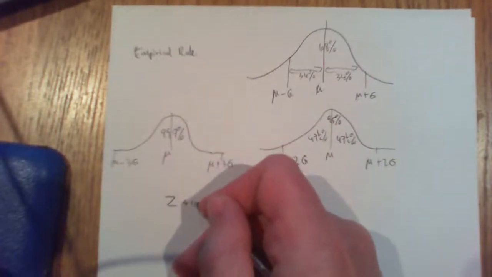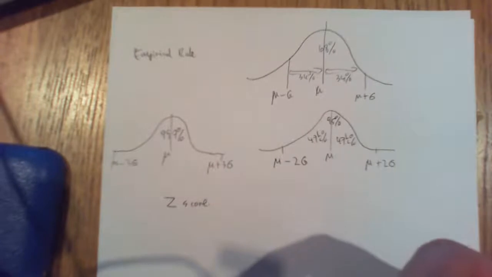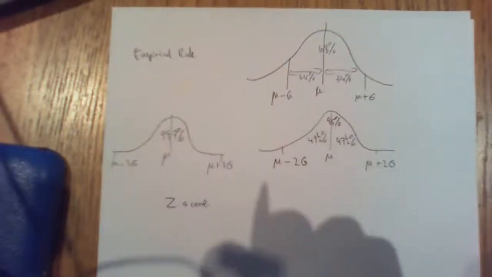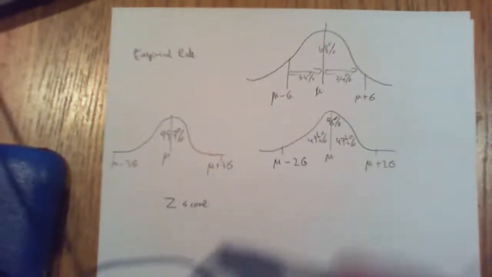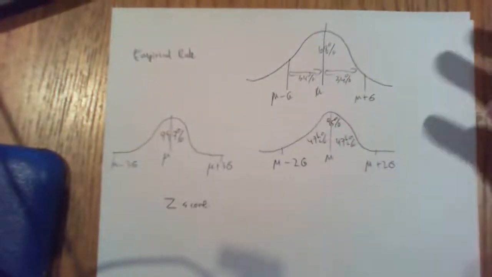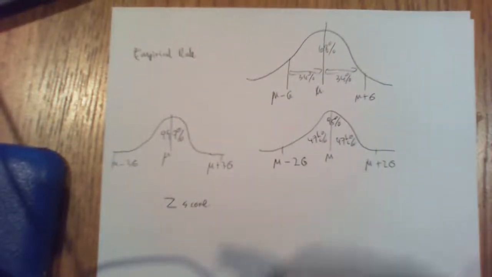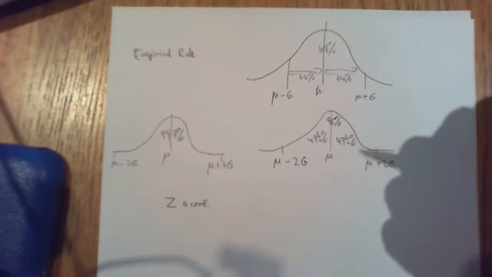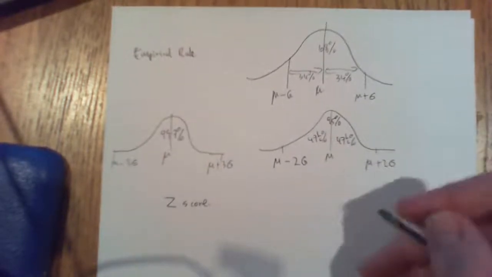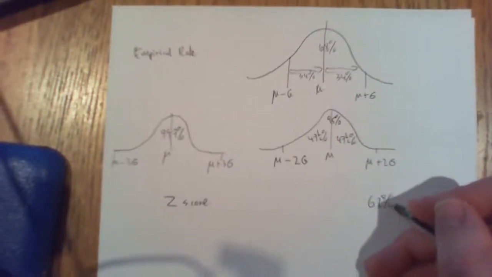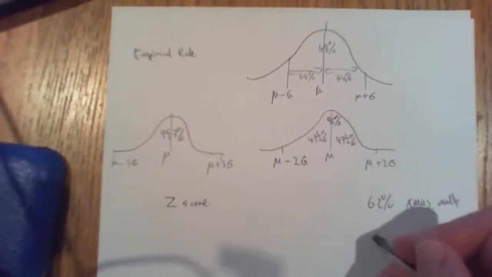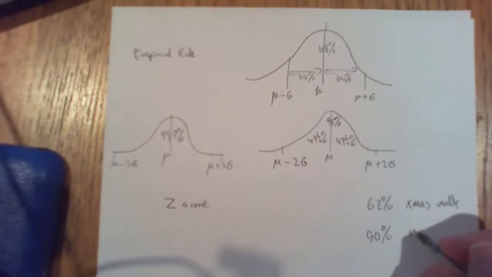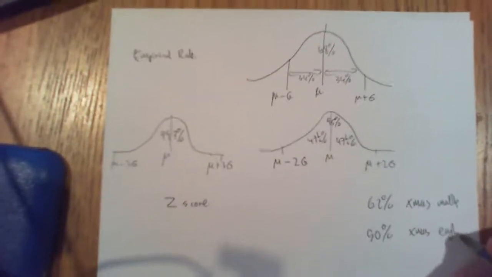A z-score. The idea of a z-score is it takes the data out of the situation it's in and allows you to compare that data point, or that information, with other similar data points. So, for example, the easiest one, and probably the one that most people would be familiar with: James gets 62% in his Christmas maths, and he only gets 50% in his Christmas English.